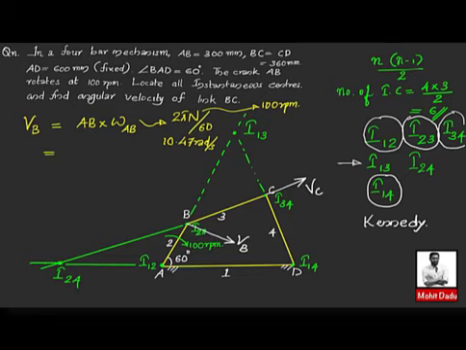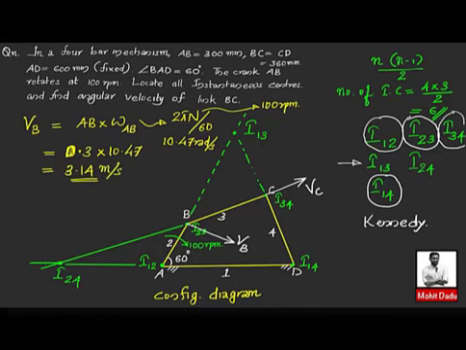If you substitute, AB is equal to 300 mm. All this will be constructed based on a scale, which is known as the configuration diagram. So first we will make the configuration diagram for this. The length AB is 300 mm, or 0.3 meter, into 10.47 radians per second, which is equivalent to 3.14 meter per second. This will be the velocity of point B.